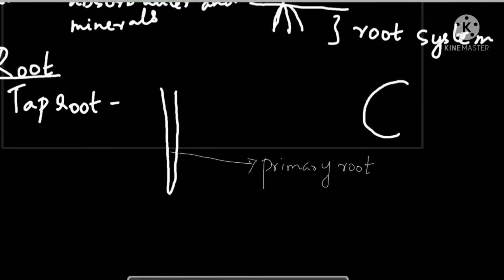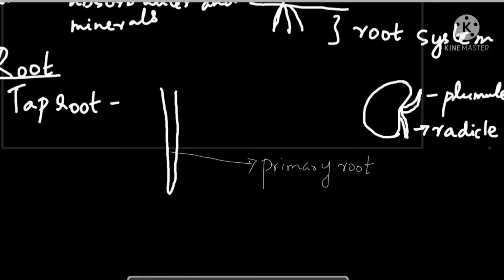Radicle means when a seed germinates, the part of the seed that comes out and in future becomes the root. That part is called radicle, that is directed towards the soil. And the part of the embryo that moves upwards and later forms the parts of shoot is called plumule. So in tap roots, the main root is formed from the radicle, and there are branches of this radicle.